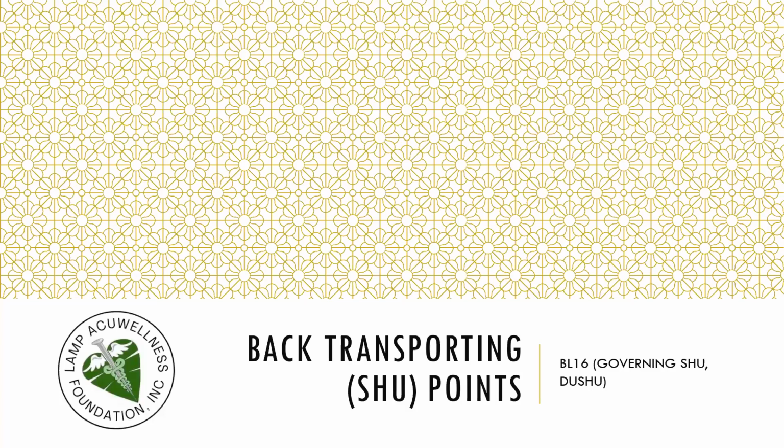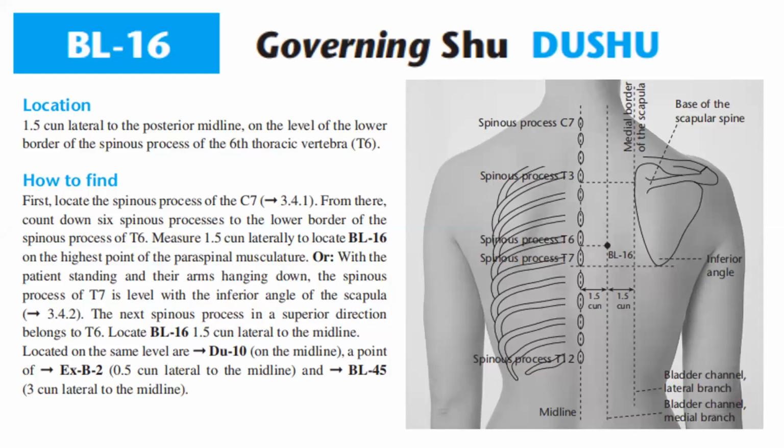Bladder 16, Governing Shu. Location: bladder 16 is 1.5 tune lateral to the posterior midline, on the level of the lower border of the spinous process of the sixth thoracic vertebra, T6.